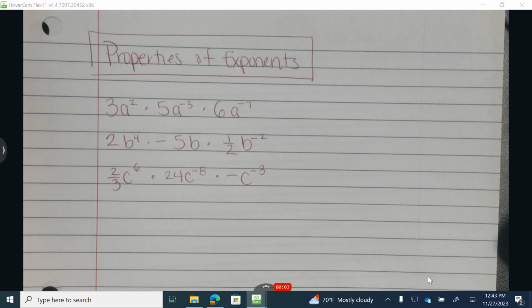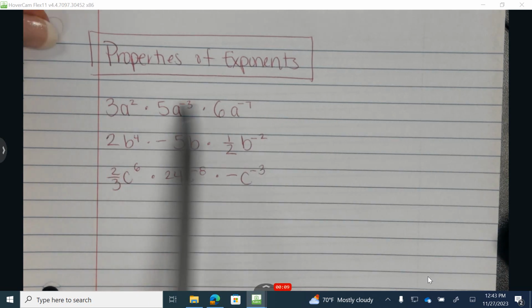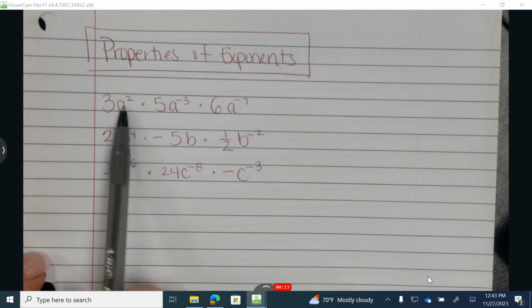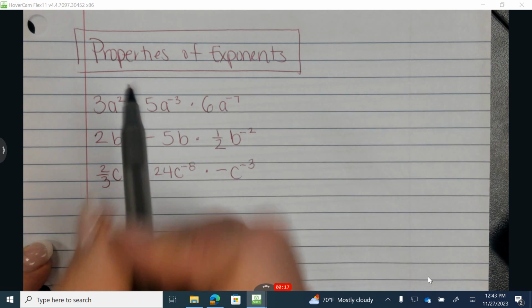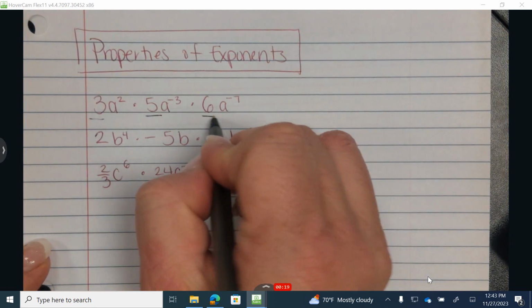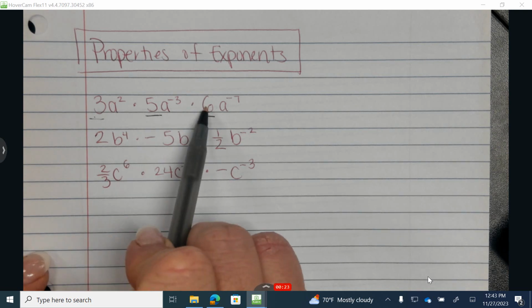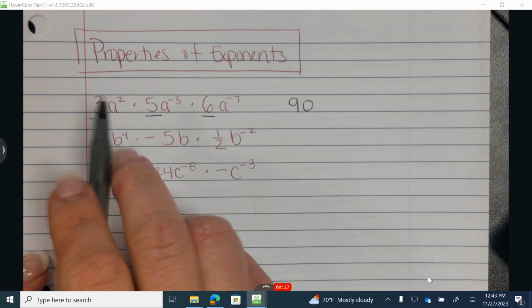Properties of exponents. In each one of these three examples below, we are going to be asked to multiply each one of the three terms and then combine like terms. When you're asked to multiply and you have the exact same base, in this case a, I'm going to start by multiplying the coefficients. So 3 times 5 is 15, and 15 times 6 is 90. You're welcome to use a calculator.